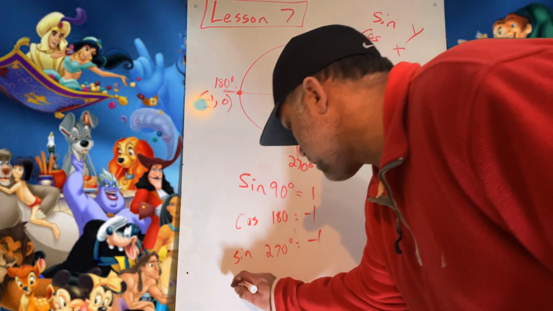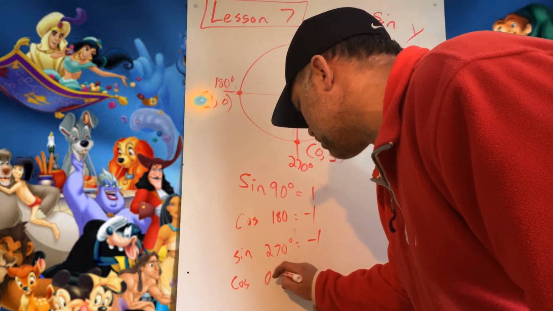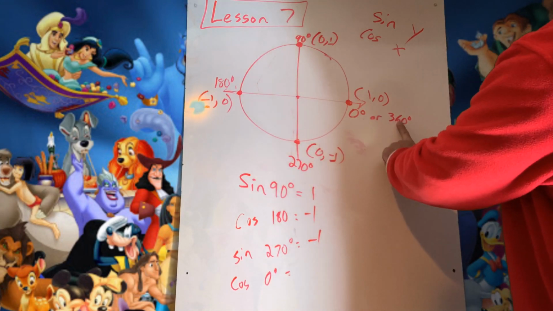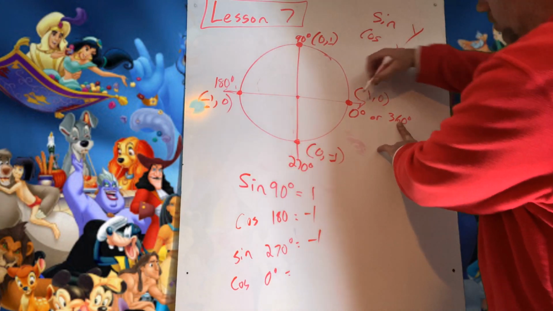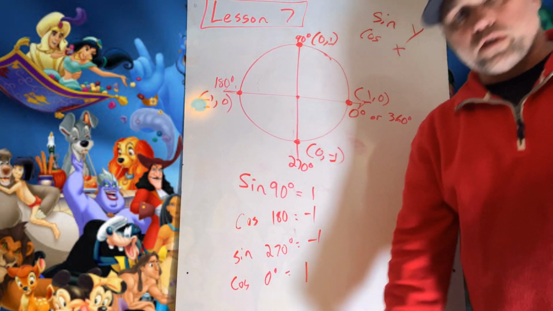Last one, I wanted the cosine of 0 degrees. So I go right here, 0 and 360 are the same. Cosine is my x value. My x value is right here, it's a 1, so the answer would be 1.